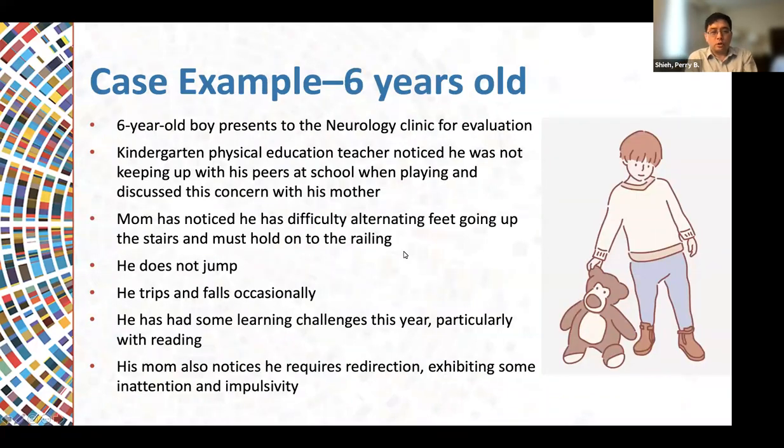So I'm going to start by telling a story about a boy with Duchenne muscular dystrophy, and take you through different phases of his life. We're going to start with when he presented and how he was diagnosed. At the time of presentation and diagnosis, he was 6 years of age. He was presenting to the neurology clinic, and the kindergarten teacher had noticed that he was not keeping up with his peers when playing and discussed this concern with his mother. Mom noticed that he was not going up and down the stairs right. He was taking one step at a time, not alternating. He doesn't jump, and he trips and falls occasionally. He does have some learning challenges, particularly with reading. Mom also notices that he requires redirection, and he has some inattention and impulsivity.